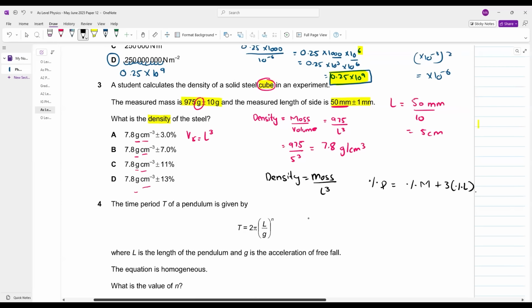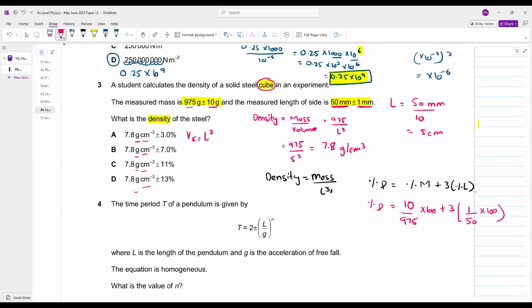सर यहाँ पे आपने 3 times क्यों लिख दिया? Because length की power 3 है तो percentage uncertainty of length भी 3 times हो जाएगी. Now you have to calculate the percentage uncertainty in density. How will you calculate the percentage uncertainty in mass? 10, that is the absolute uncertainty, divided by the actual value, that is 975. Okay. Multiplied by 100, since you have to calculate the percentage. Plus 3. What is the absolute uncertainty of length? 1. What is the actual value of length? 50. Multiplied by 100.